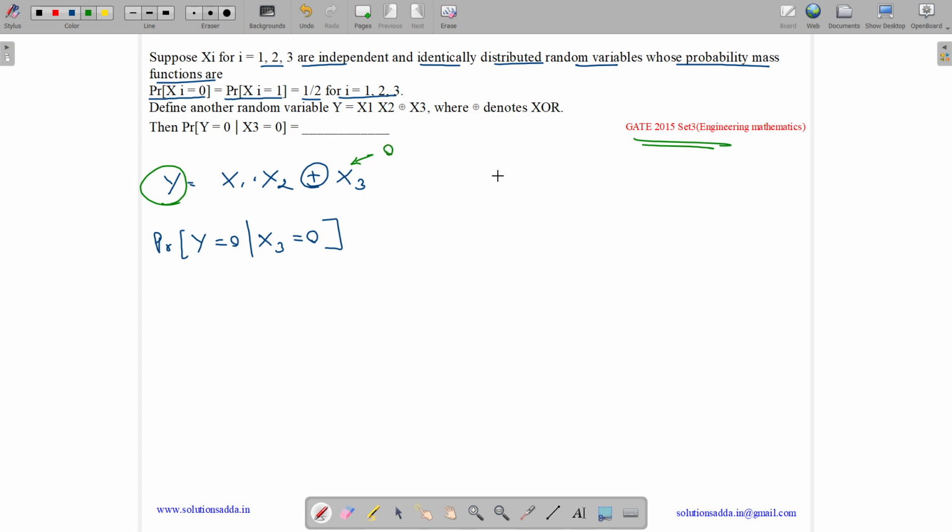Okay, so suppose we have a XOR b. So what is XOR operation? XOR operation is equal to a complement b plus a b complement. So if we have 0 0, 0 1, 1 0, 1 1, so 0 XOR 0 is 0, 0 XOR 1 is 1, 1 XOR 0 is 1, 1 XOR 1 is 0.